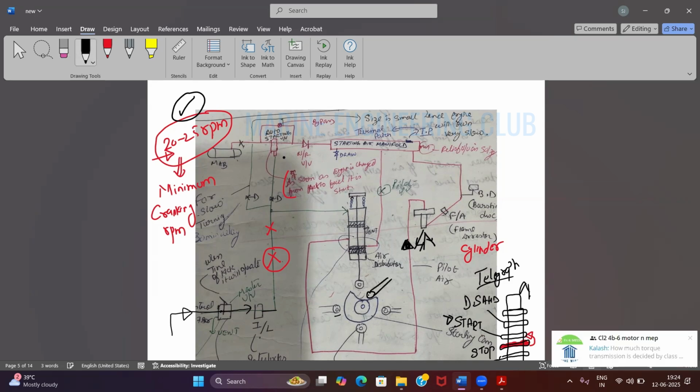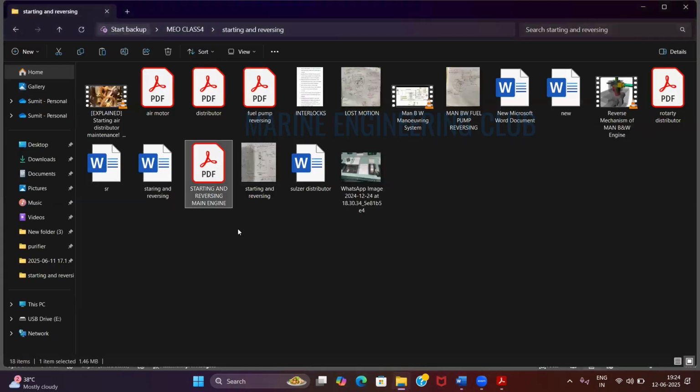I have drawn only 4 here. Okay. Just for explanation purpose, I have drawn it like this. Okay, I'll show you.